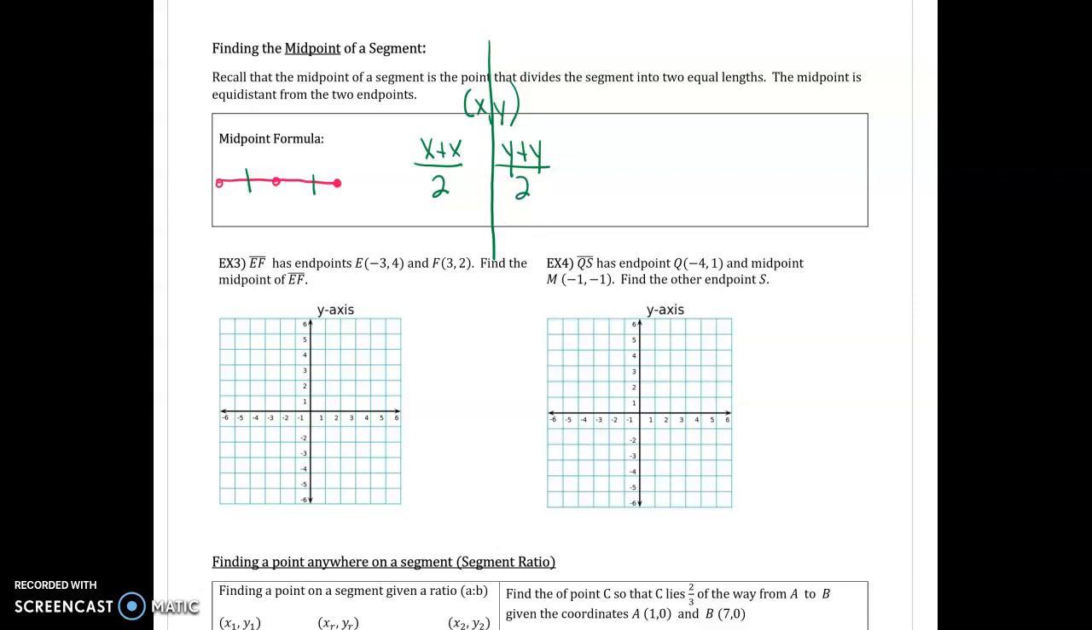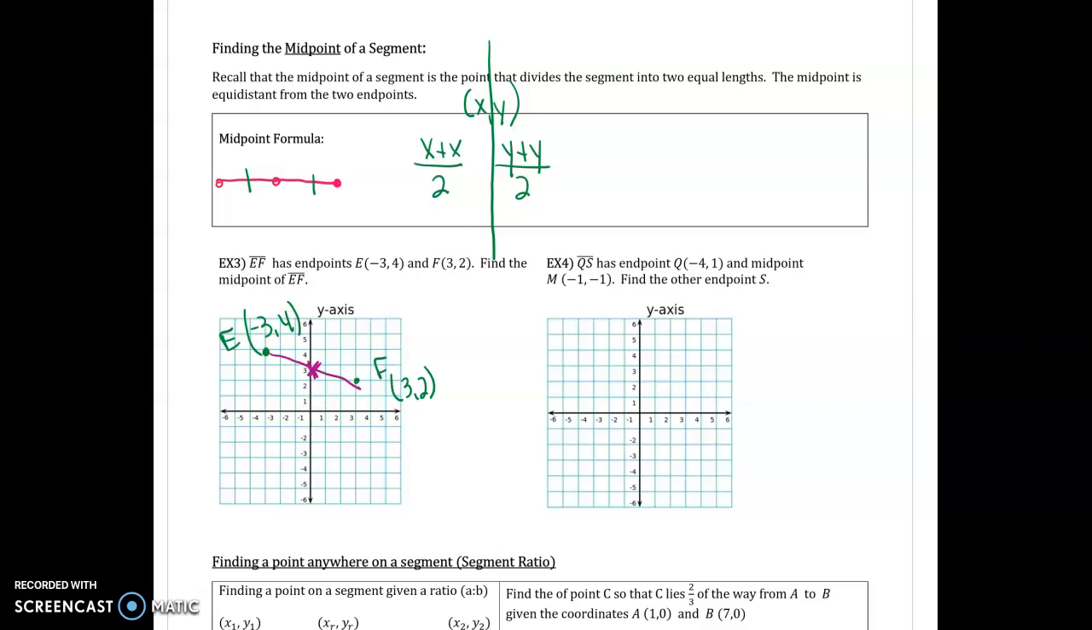So for instance, if I start with example 3, I have segment EF. It has the endpoints -3, 4, and 3, 2. And I want to find the midpoint. So what I can do from there is simply add my x's, divide by 2, add my y's, and divide by 2, and then I'll find out where the segment is in the middle. Somewhere, I didn't draw that very straight, but maybe somewhere in this vicinity right here.